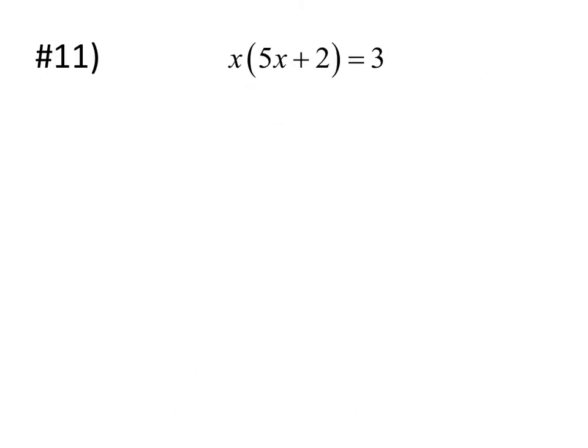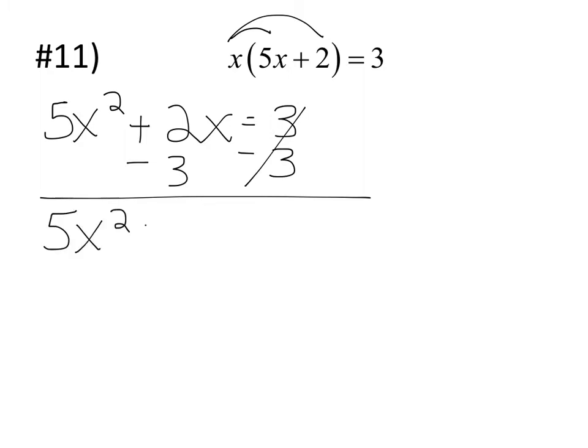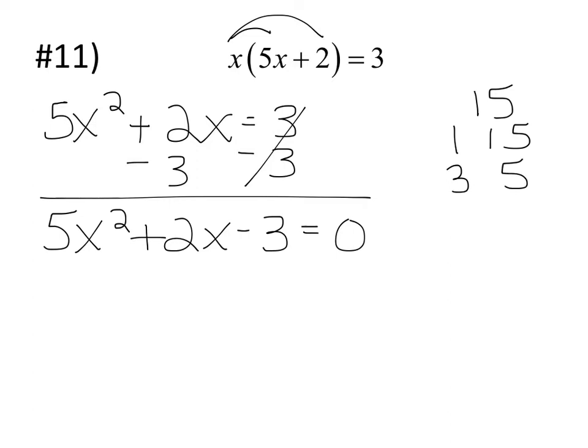Alright, we need one side to be equal to 0, but first we're going to go ahead and distribute this x. So you end up with 5x squared plus 2x equals 3. Then we're going to subtract 3 from both sides to get the right side equal to 0. So that gives us 5x squared plus 2x minus 3 equals 0. There is no GCF that I can factor out, so I'm going to multiply my first and last numbers. So it's 5 times 3 is 15. List your factors of 15 and see which ones can give you your middle term. 1 and 15 can't give you 2, but 3 and 5 can.